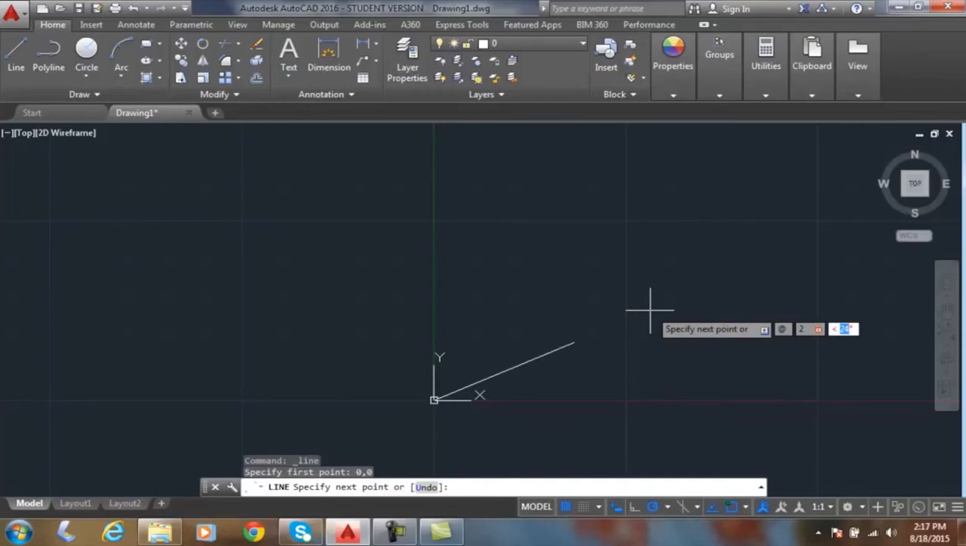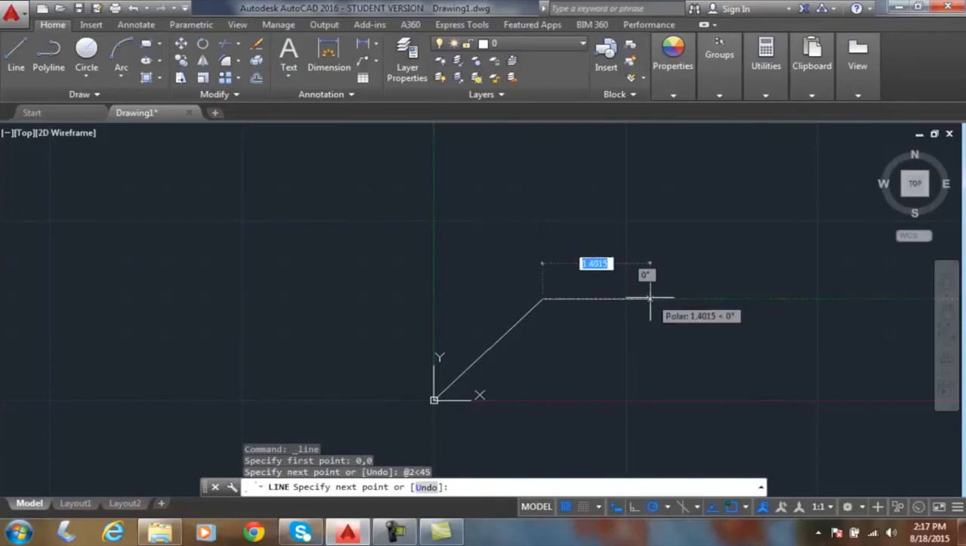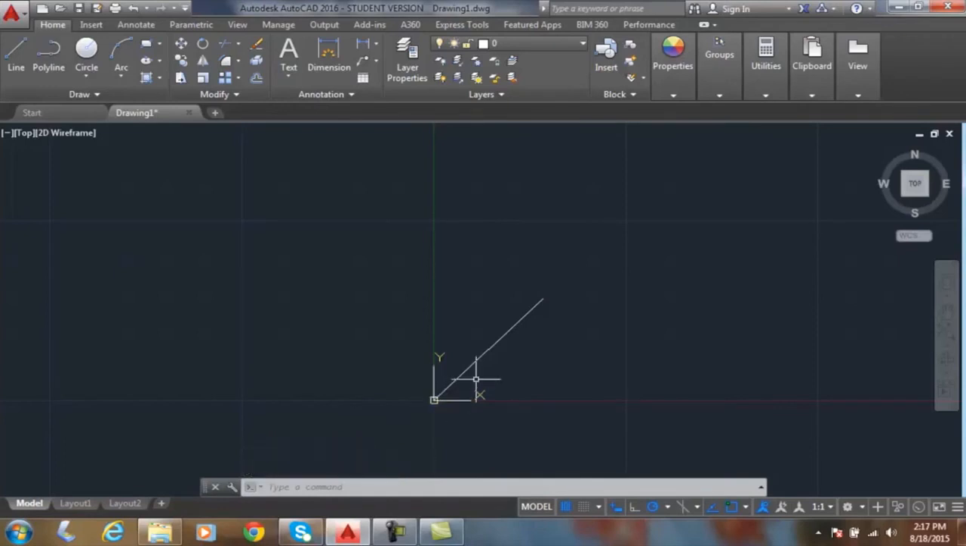So I'm going to go 2 inches or 2 units at 45 degrees. And so once I have the at symbol typed in, and the distance and an angle, I hit enter. And now I'm finished with the command, so I hit enter. That's what it is. I drew a line from a particular point, I put the at symbol in it and put the distance, then I put a less than symbol in there. I put the angle, so I want 2 inches at a 45 degree angle.